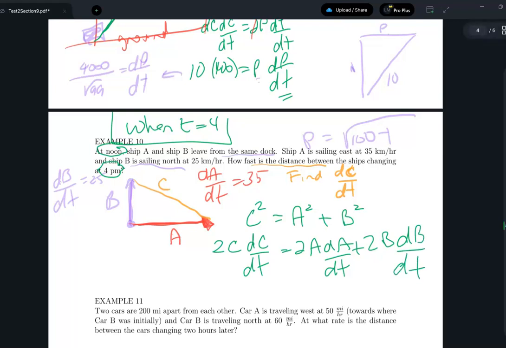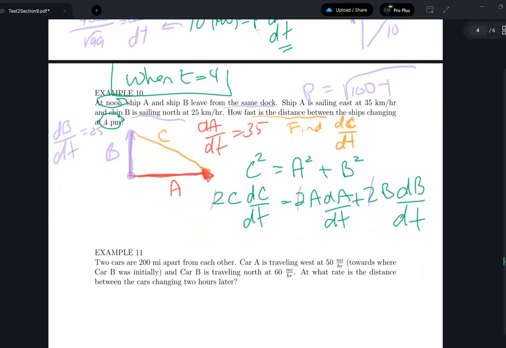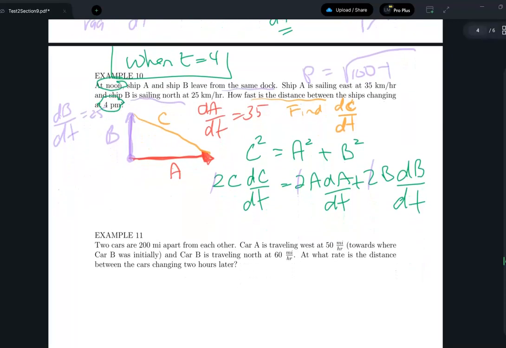Oh, look at all those things. Cancel the 2's as we can. And let's go slow and plug some things in. So what do I know? I don't know C here, so I'm just going to carry this along. And I'm going to say A. Don't know that yet, but dA over dt is 35. B, don't know that yet. And dB over dt is 25.